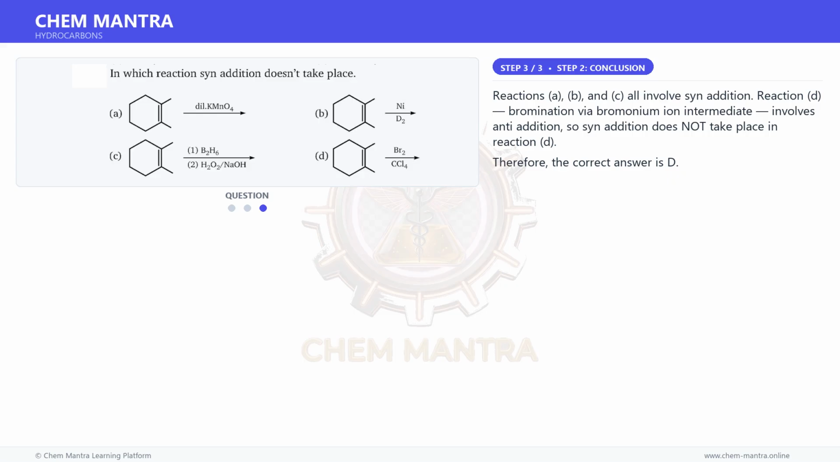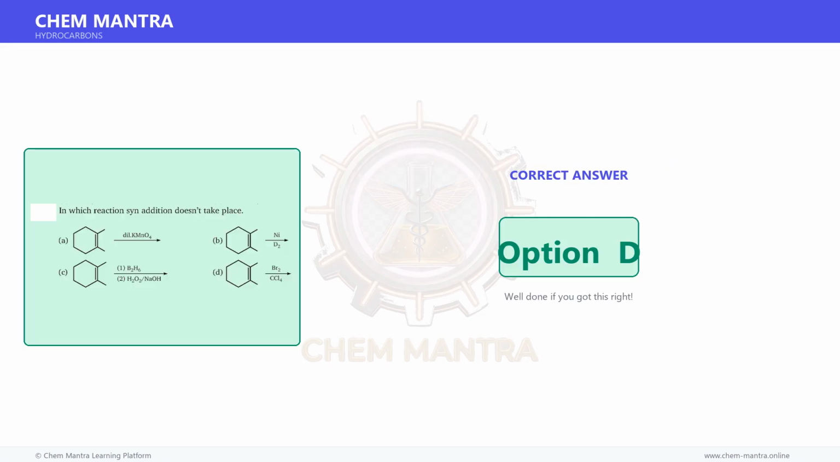And for the final step, reactions A, B, and C all involve syn addition. Reaction D, bromination via bromonium ion intermediate, involves anti-addition, so syn addition does not take place in reaction D. Therefore, the correct answer is option D.